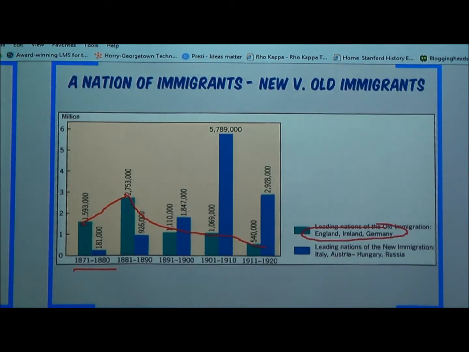What we see is that right around 1900, we have what are referred to as new immigrants. These are Italians, Austrians, Hungarians, Russians. They tended to be poor. They tended to be less educated. They tended to be non-English speakers. And what happens is we have this huge influx from 1900 to 1910, almost 6 million immigrants, and those old immigrants and those nativists in the United States started to get scared, and we're going to see some efforts to clamp down on their immigration starting in about 1911.